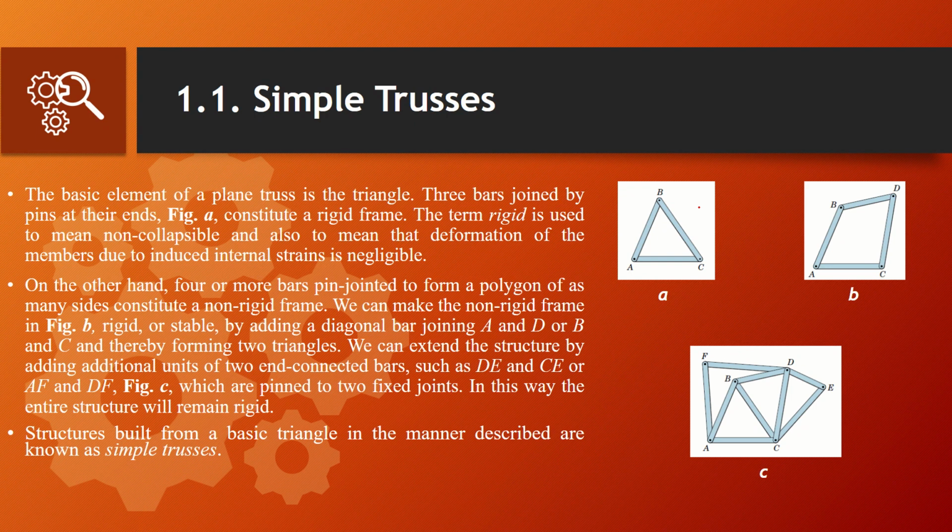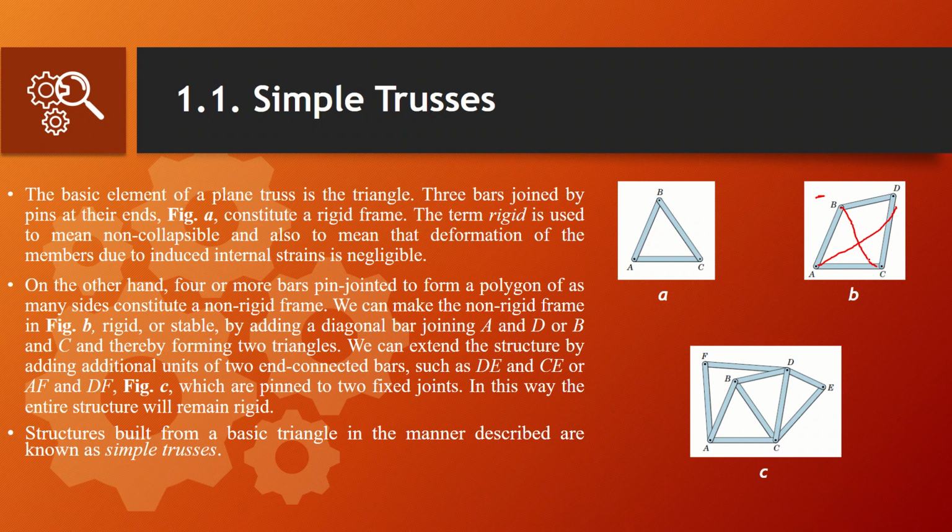Now we can make the non-rigid frame into a rigid frame, or stabilize this non-rigid polygon into a rigid structure, as you can see right here in figure B, by adding a diagonal bar in between A or D, or B or C. We can add a bar right here, or add a bar right here, forming two triangles. This will increase the stability and will make the structure rigid.